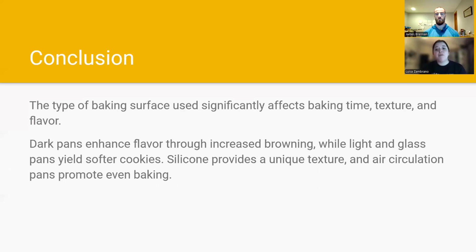Regardless of the type of pan that you're using, the most important thing is to monitor your cookies closely so they do not overbake, or in the case of the glass pans, they are not underbaked.